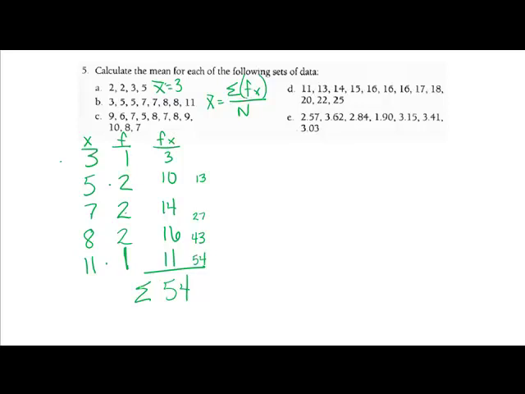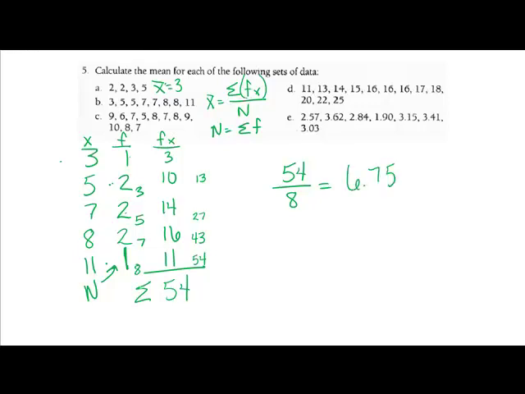Divided by n. How many observations do we have? Well, n is actually the sum of f. The number of times an event is in the data. So it's the sum of the frequencies. N equals the sum of f. Okay, so 1 plus 2 is 3. 3 plus 2 is 5. 5 plus 2 is 7. 7 plus 1 is 8. 54 divided by 8. The answer is 6.75.